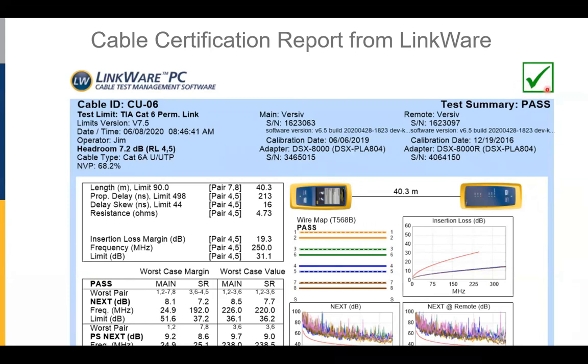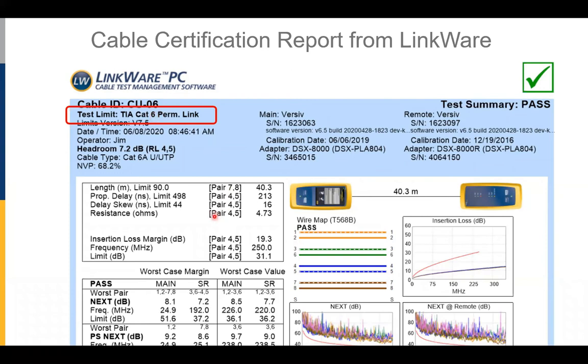First, did the test result pass or fail? This seems obvious, but we want to make sure it passed. And the second field that's very important is, what did it pass? So if I had asked for category 6A material here, I did not receive a category 6A test report, only category 6. So take a look at what your test limit is.